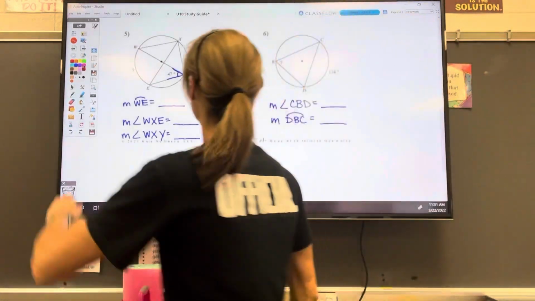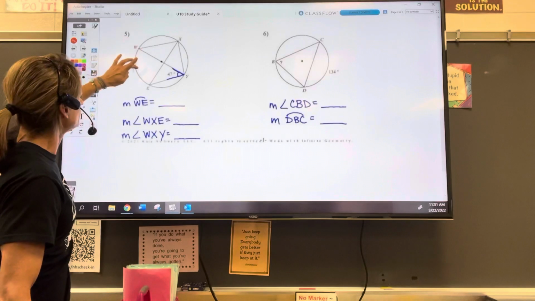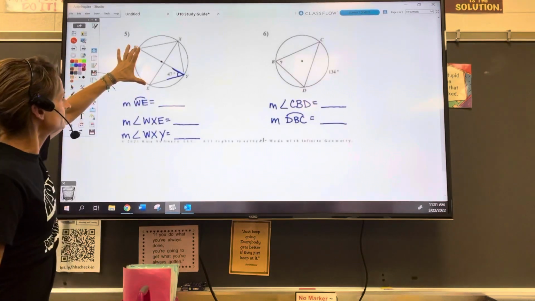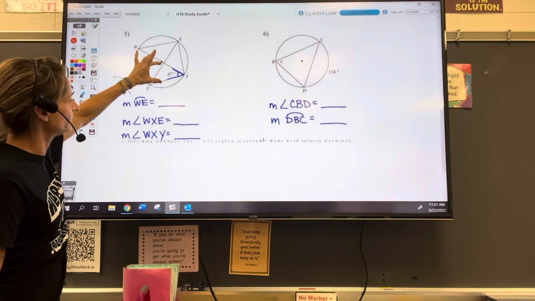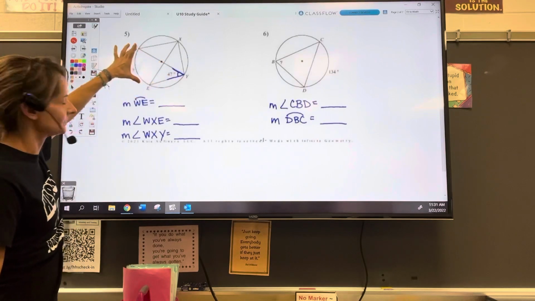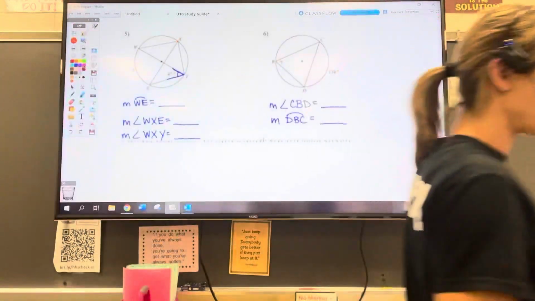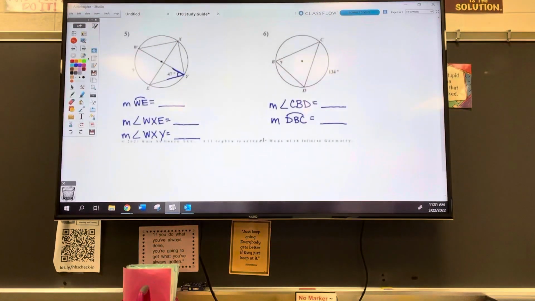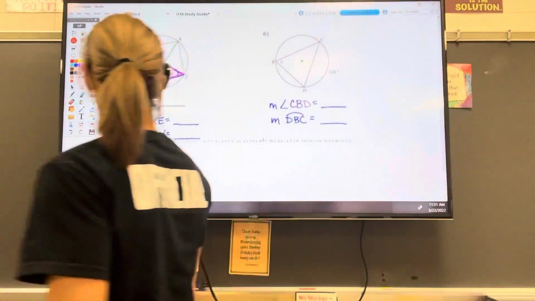Where is WE? Notice these two endpoints are across from this angle, 47 degrees. I'm going to draw that in there for you, so you can kind of see it. So this arc in green is the one they're asking for here.